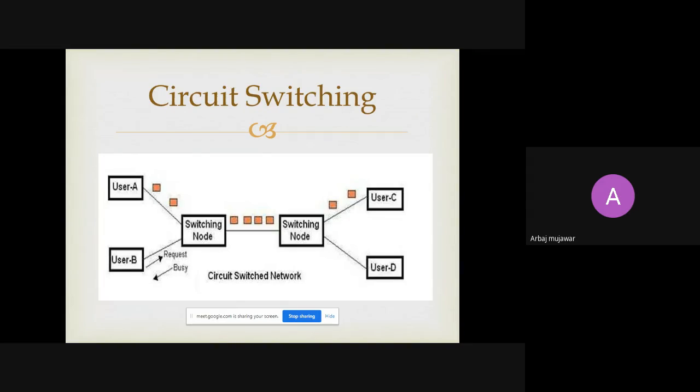Actually, user A wants to send a request to user C. Then how is the data sent from user A to user C to communicate? So the path between user A and C becomes fixed. Correct. He made the request. Then what is shown for B here?